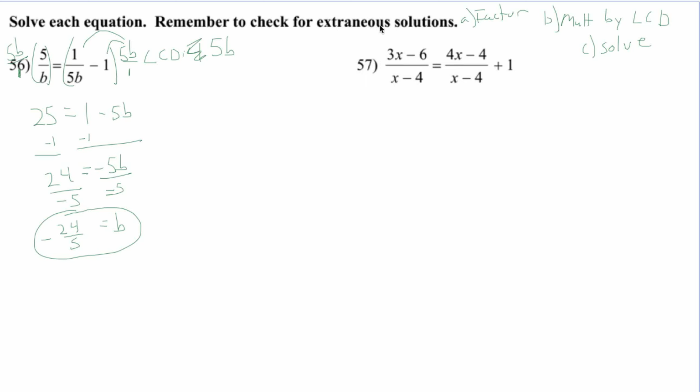Speaking of extraneous solutions, if we get to an answer like x equals 4, that would be an extraneous solution because 4 minus 4 is 0, and we can't divide by 0. So here we go. The least common denominator for this one is simply x minus 4. We don't really have to factor anything. So really this is the denominator specifically we want to factor. But again, nothing to factor. So we're going to multiply both sides by x minus 4.